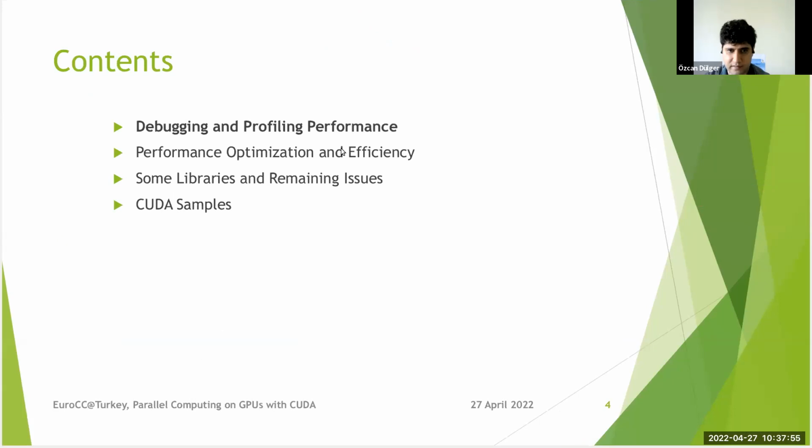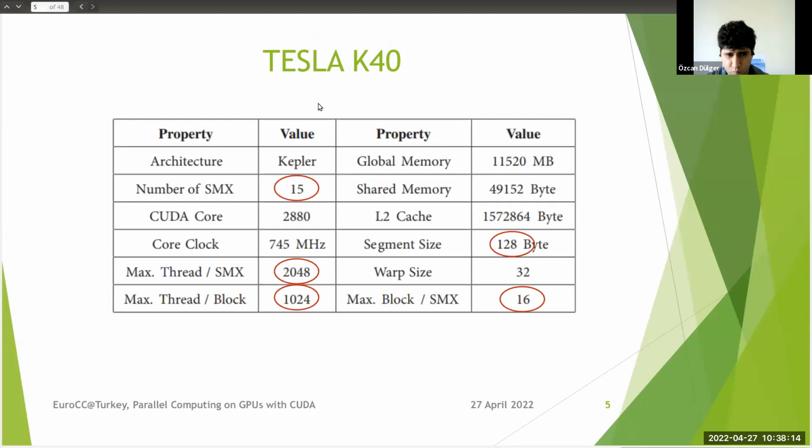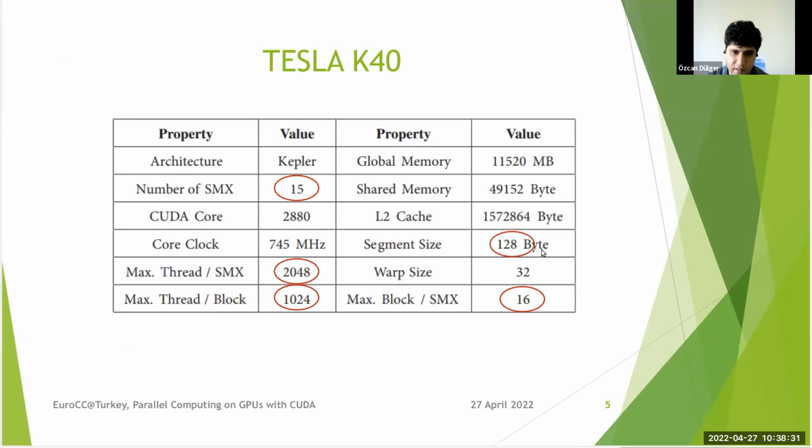Debugging and profiling performance. First of all, I would like to tell you the board I used in the experiments. The specifications are important. For example, this is Tesla K40 board. It has Kepler architecture. The number of streaming multiprocessors is 15. This is also important. And the segment size is 128 bytes. This is also important. I will remind you again in the following sessions about the specifications of the K40.